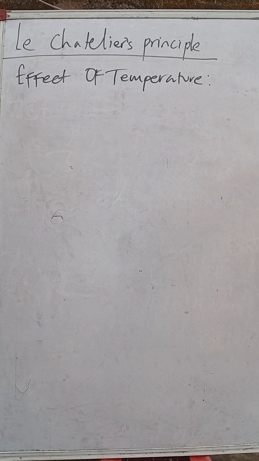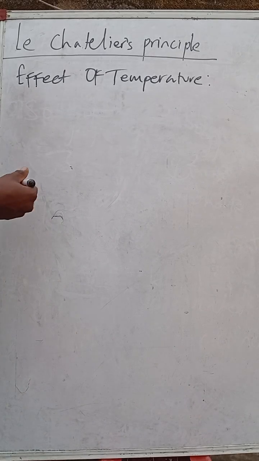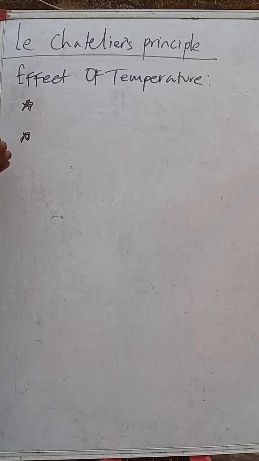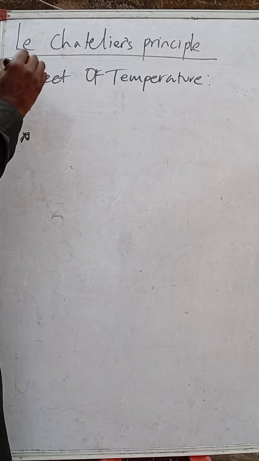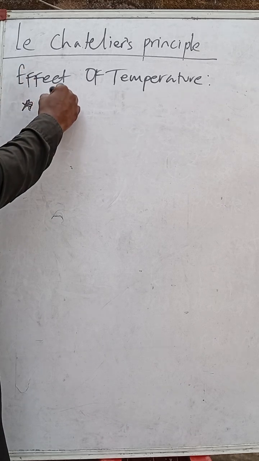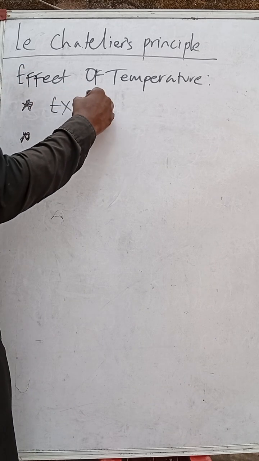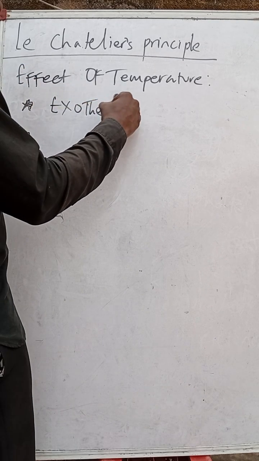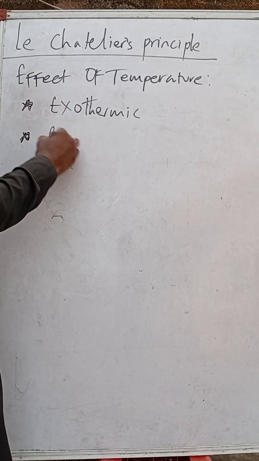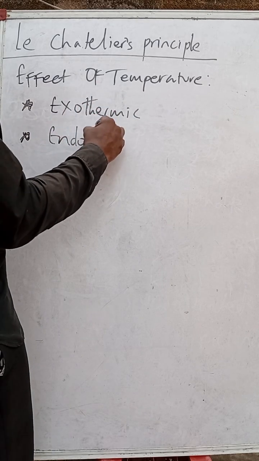All right, for the effect of temperature, we have to know 2 things. For an equilibrium, how does temperature affect the equilibrium position? The first thing we have to know is the 2 types of reaction when it comes to temperature. The 2 types of reaction are exothermic reactions and endothermic reactions.